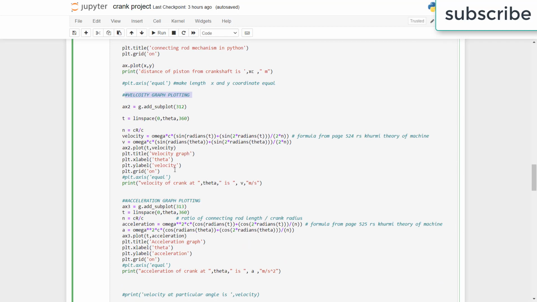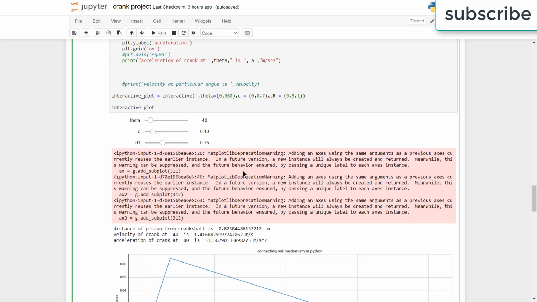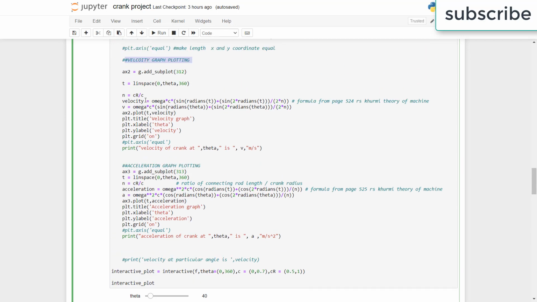Basically what I have done is AX2 is the name of my subplot, that is the second plot. And I have given omega c sine theta plus sine 2 theta divided by 2n, where n is nothing but the connecting rod length divided by the crank radius. It is the ratio.